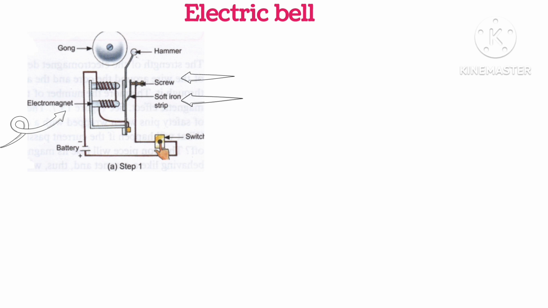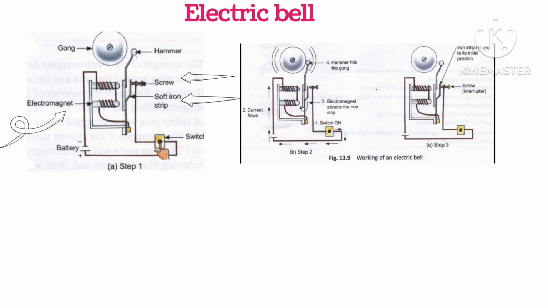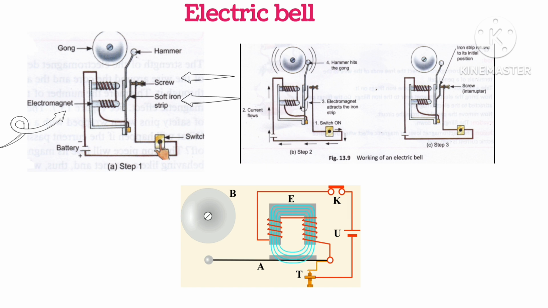In the process, the hammer at the end of the strip strikes the gong of the bell to produce a sound. However, when the electromagnet pulls the iron strip, it also breaks the circuit. The coil is no longer an electromagnet, it no longer attracts the iron strip, and the iron strip comes back to its original position and touches the contact screw. Again, this completes the circuit. The current again flows into the coil and the hammer strikes the gong again. And this process is repeated and this is how the bell rings.